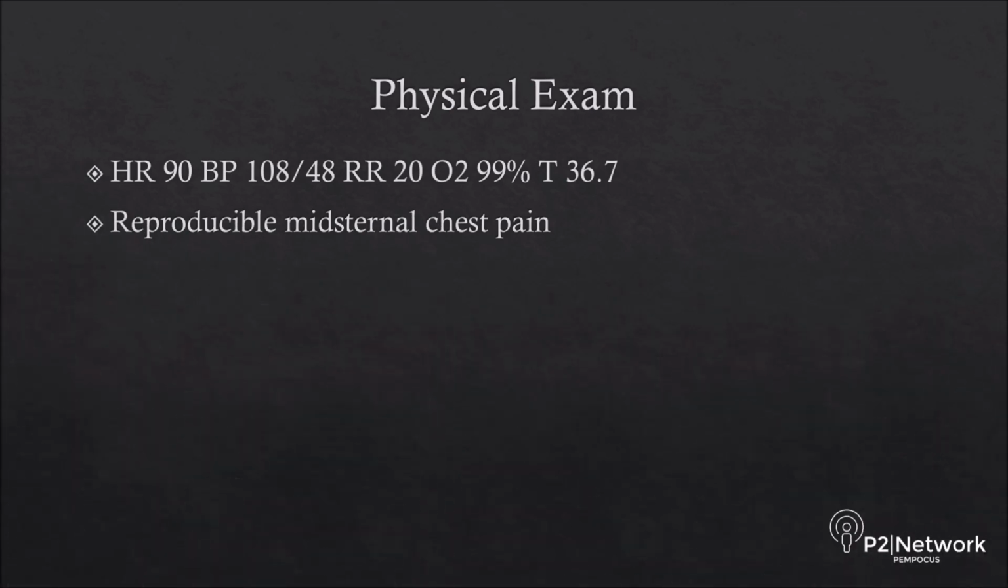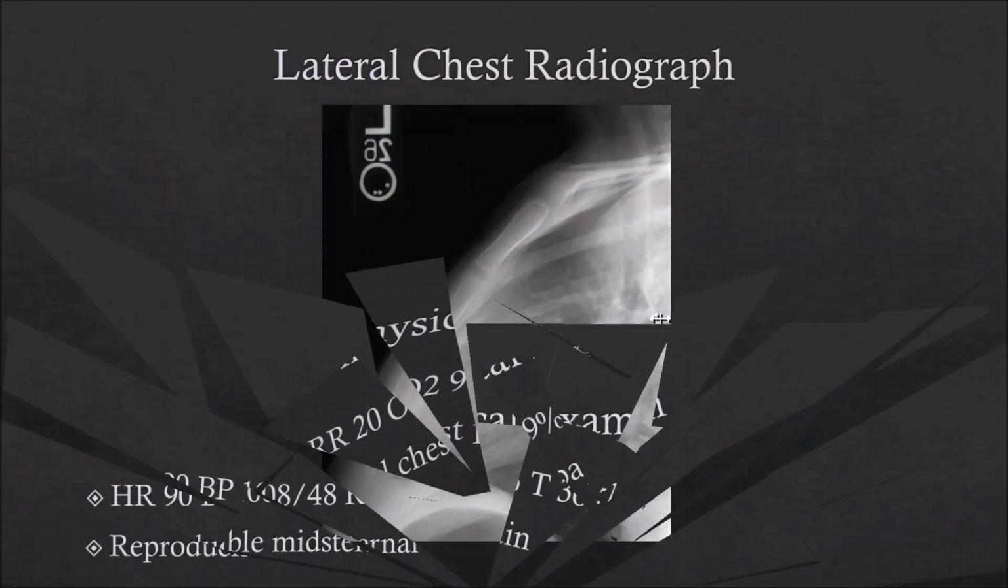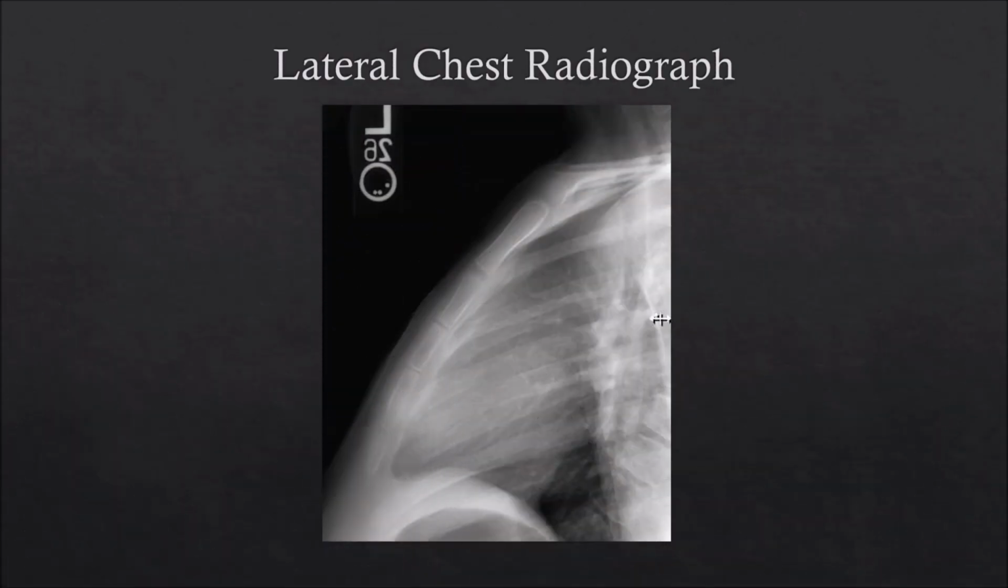Her vitals on arrival: her heart rate was 90, blood pressure was 108/48, respirations were 20 with an O2 saturation of 99%. On physical exam, the only thing notable was that she did have that reproducible mid-sternal chest pain. A chest x-ray was ordered that showed a normal sternum.